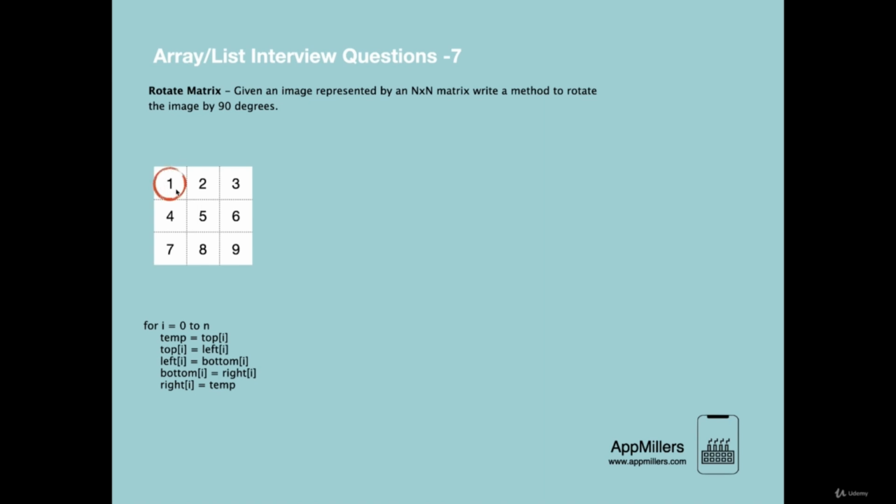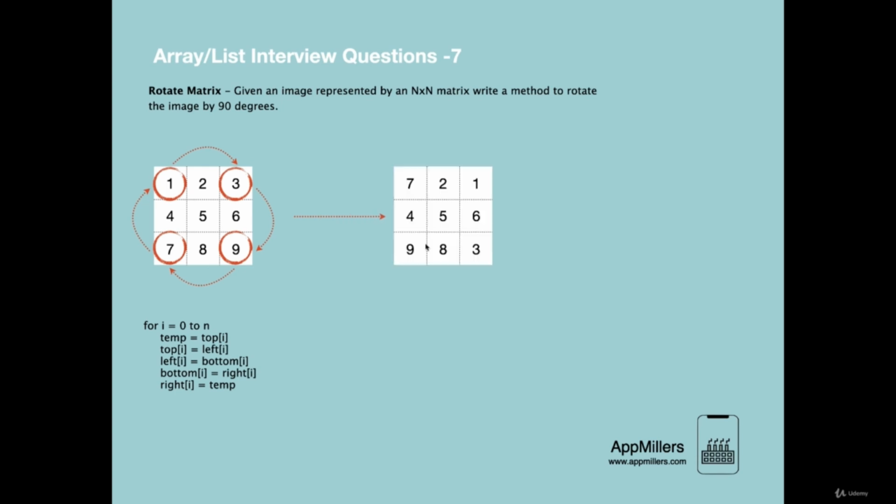So this value is the top edge of this matrix, so we are creating a temp variable over here and storing this in the temp variable. Then we will move the left edge element from over here to the place of the top edge element. And this will continue like this. Then here, the bottom edge element will move to the place of the left edge element. Then the right edge element will move to the place of the bottom edge element. And here in temp, we have the top edge element's value, which means that the right edge element's place will be the top edge element. So after this operation, our matrix will look like this.